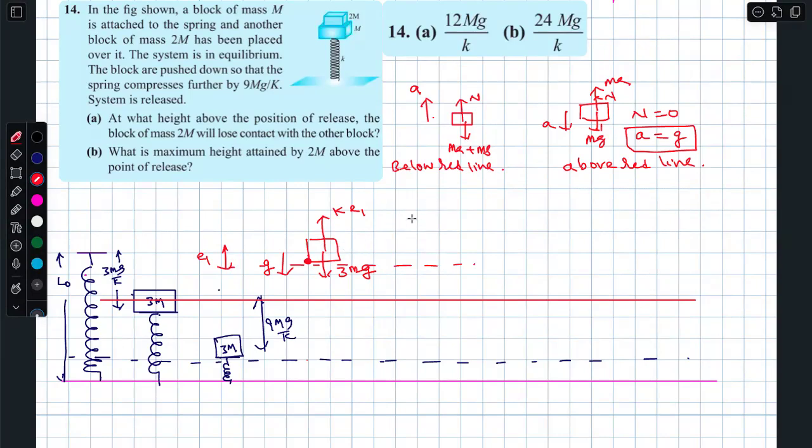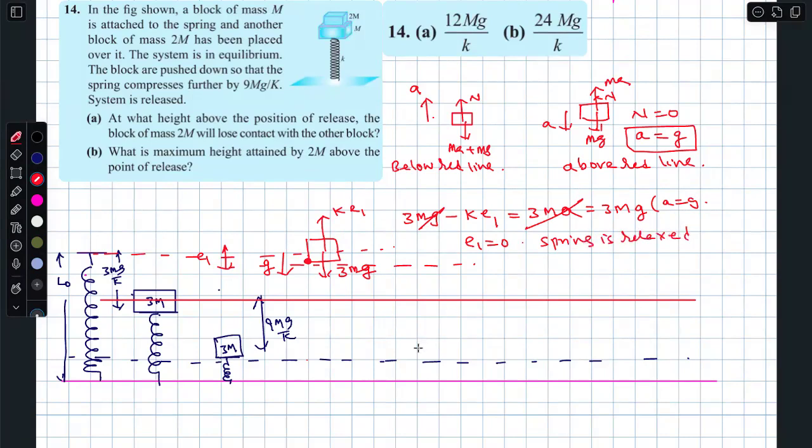So you want a situation where 3mg minus kx1 is equal to 3ma. You want a condition where a is equal to g. It is possible when x1 is equal to 0. It is possible when it just reaches that point. x1 equal to 0 means the spring is relaxed.